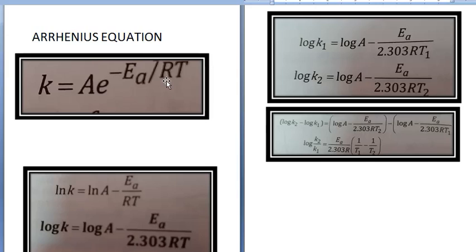Okay, the value of A does not depend upon the temperature and catalyst. The two quantities A and Ea are collectively called Arrhenius parameters. The factor e to the power minus Ea upon RT gives the fraction of molecules having energy equal to or greater than the activation energy, and it is called the Boltzmann factor. Now if you take log of both the sides, log k is equal to log A minus Ea upon RT.